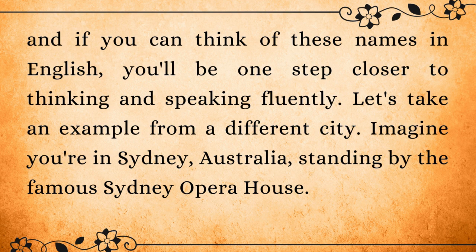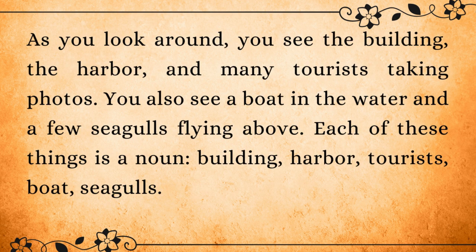Let's take an example from a different city. Imagine you're in Sydney, Australia, standing by the famous Sydney Opera House. As you look around, you see the building, the harbor, and many tourists taking photos. You also see a boat in the water and a few seagulls flying above. Each of these things is a noun: building, harbor, tourist, boat, seagulls.